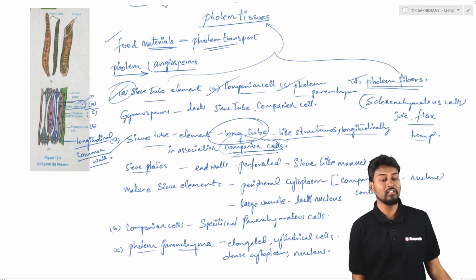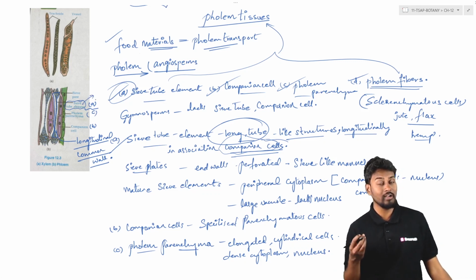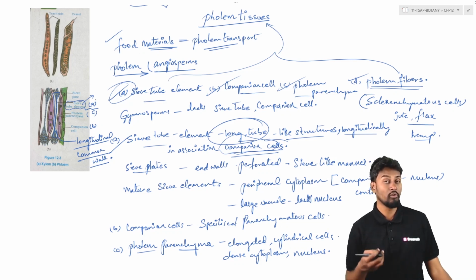So here we can see the sieve tube elements are the ones in association with the companion cell, and we can see they are long, elongated tube-like structures which form the channel in the center of the phloem conductivity.